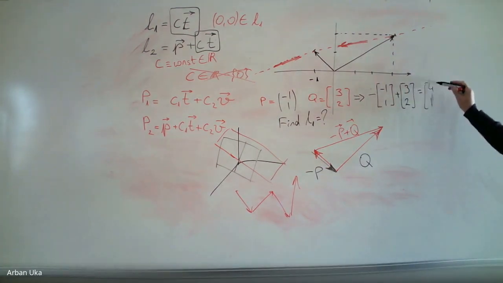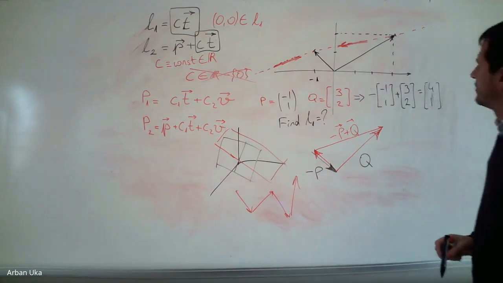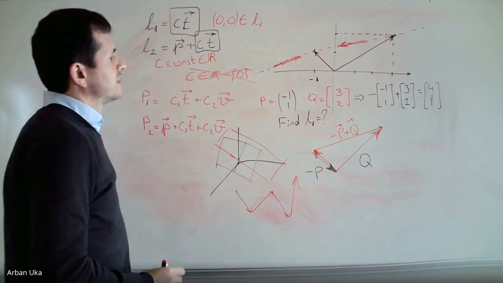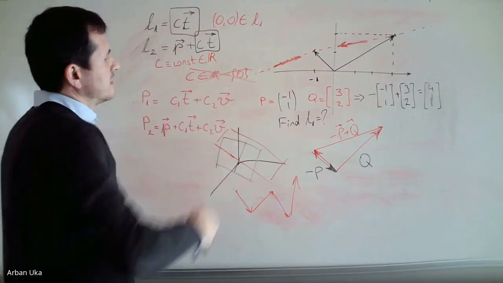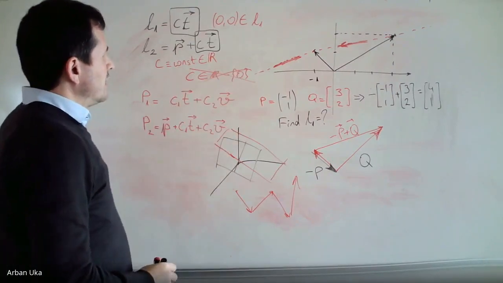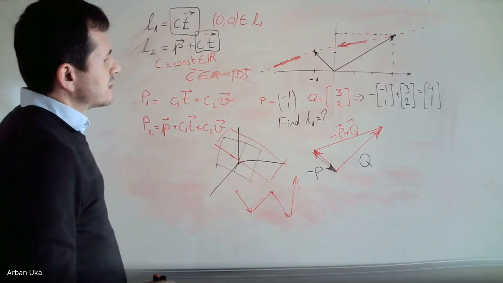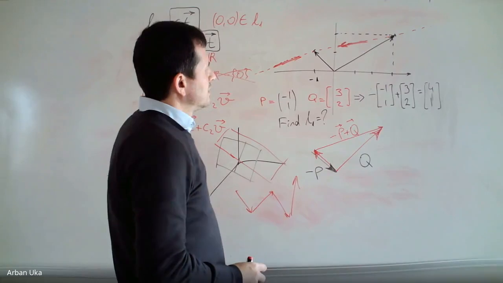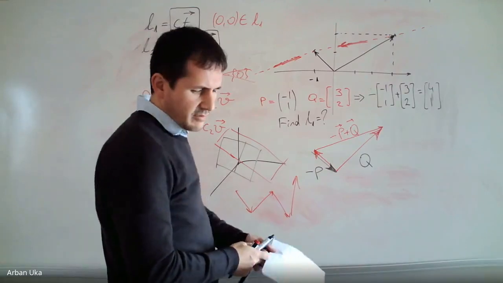Okay, so we have a vector which is 4, 1, which describes, let's say, this line. But this is just a slope. Now I can ask you also this one. What is the slope of this line?